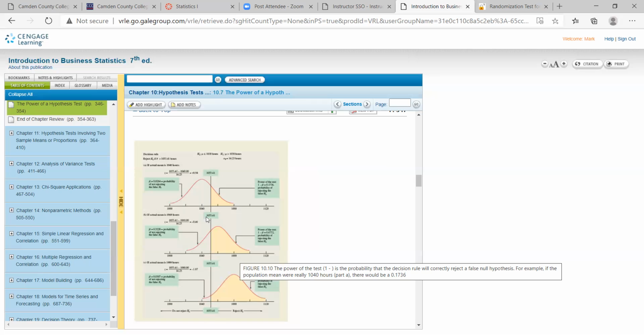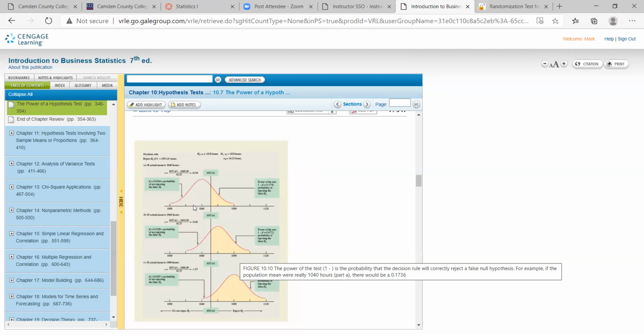What if we made 1,050? I think this is 1,050. What's 1,050? Doesn't look like 1,060. This should be 1,060 here. There's a little bit of a mistake here. Well, actually, there's no mistake.